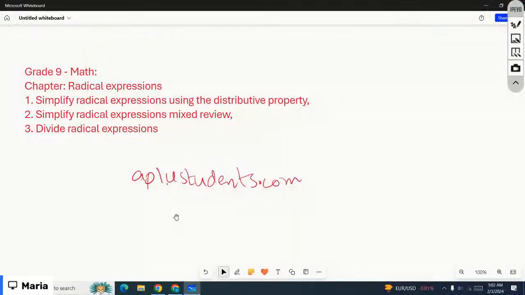You can find all the lessons on aplusstudents.com. You have to log in there using your email address and the password provided by the administrator. Then you have to select math from the subject tab. Scroll down to grade 9 and then click on view all lessons. There you can find the list of the chapters.